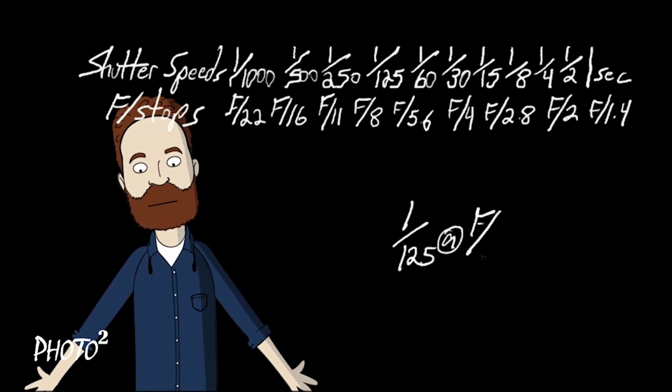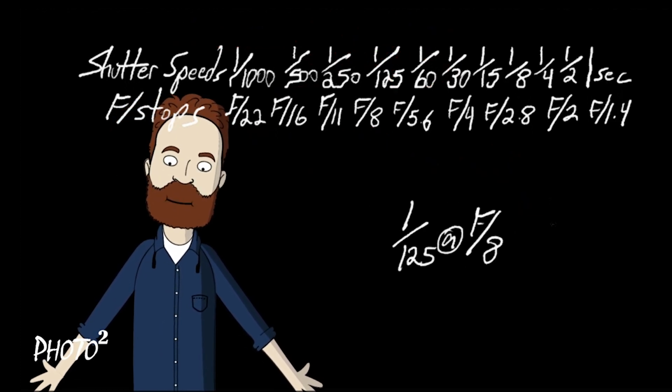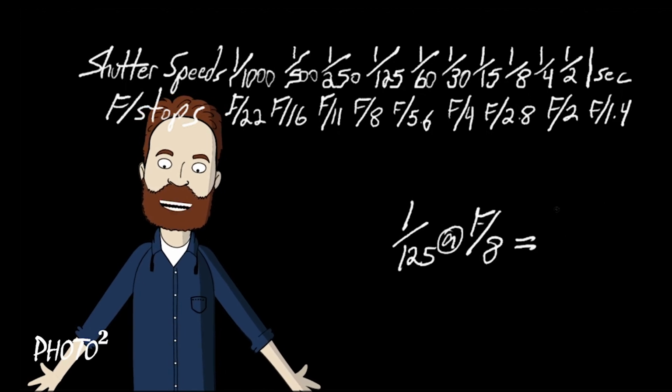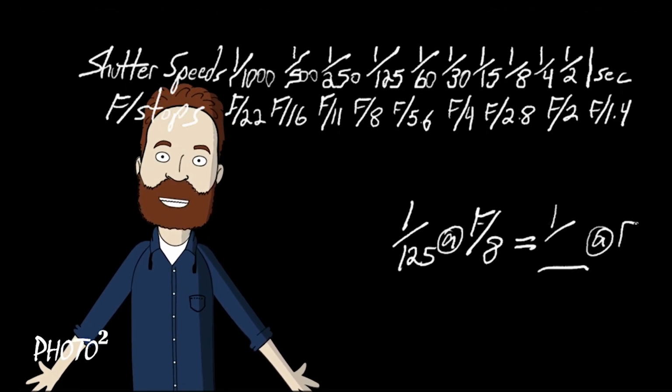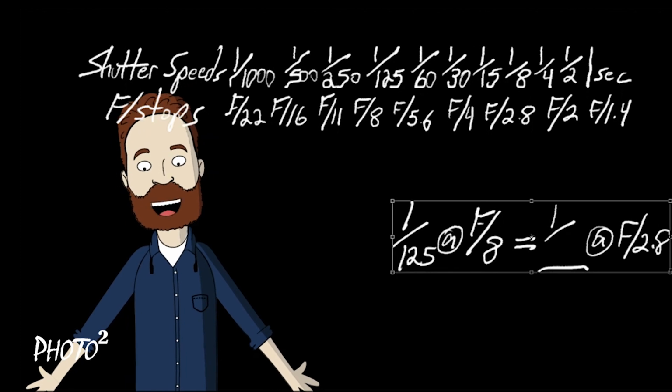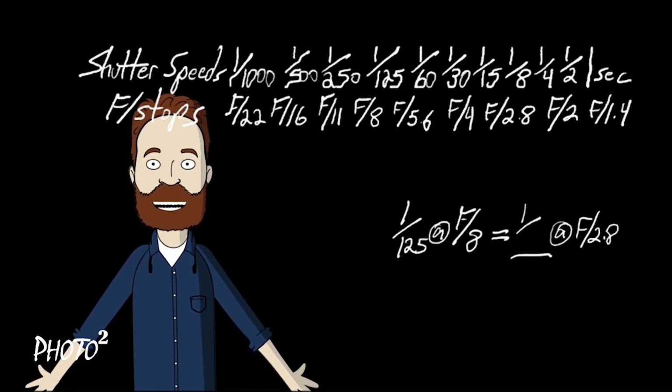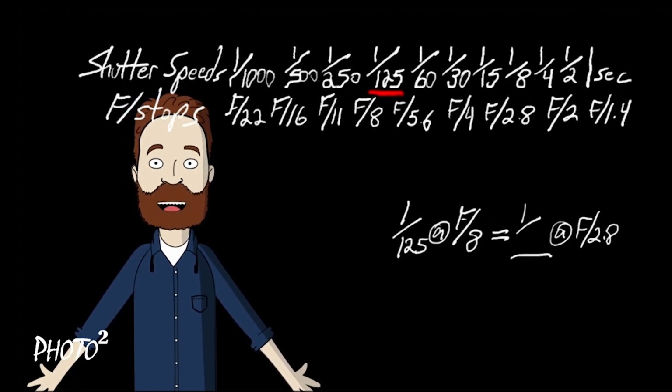1/25th at, what's a good one? f8 would be kind of a middle of the road. So, and let's say we want now the opposite. We want only one thing in focus. So we're going to choose f2.8. Let's mark them. So 1/25th at f8, and we're moving to f2.8.